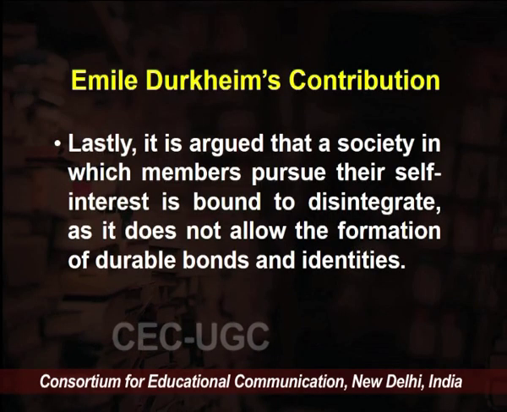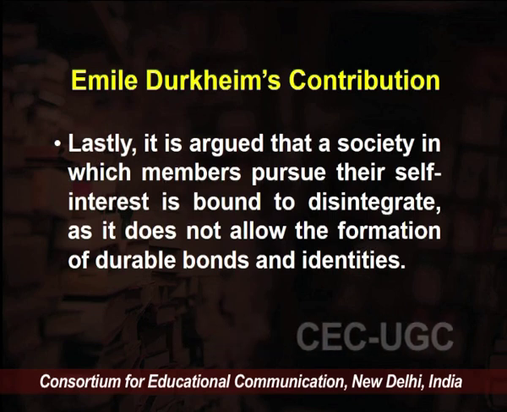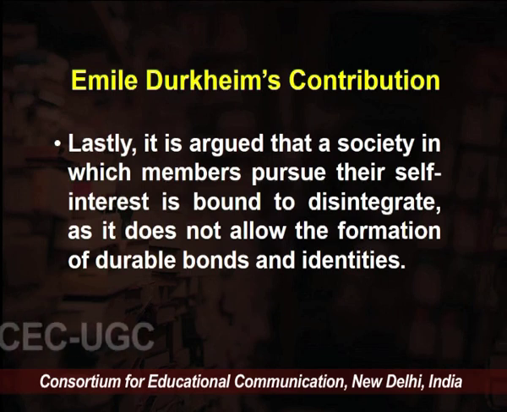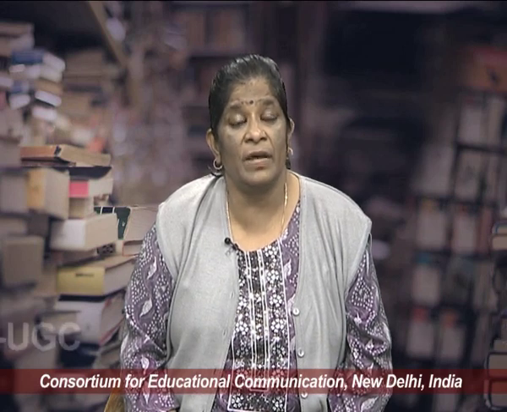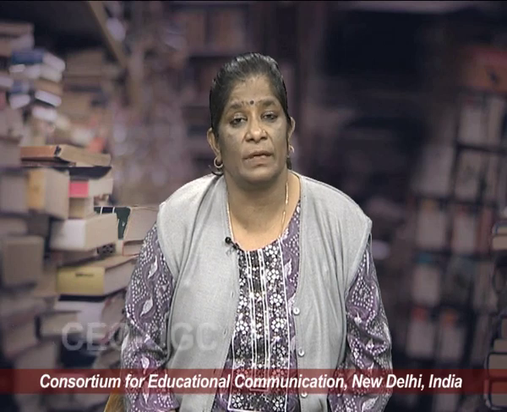The fourth criticism, it is argued that a society in which members pursue self-interest is bound to disintegrate, as it does not allow the formation of durable bonds and identity. So the preference was to give more to the collective, and that is why Durkheim in his Elementary Forms of Religious Life says that society is God. So we need to sacrifice our individual desires, our choice, for the well-being of the collective, and that is where the collective consciousness becomes a significant dimension of society.